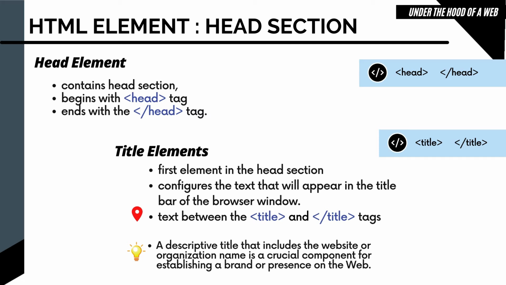The text between the title and /title tags is called the title of the web page. This title text is accessed when web pages are bookmarked and printed. Popular search engines, such as Google, use the title text to help determine keyword relevance and even display the title text on the results page of a search. A descriptive title that includes the website or organization name is a crucial component for establishing a brand or presence on the web.